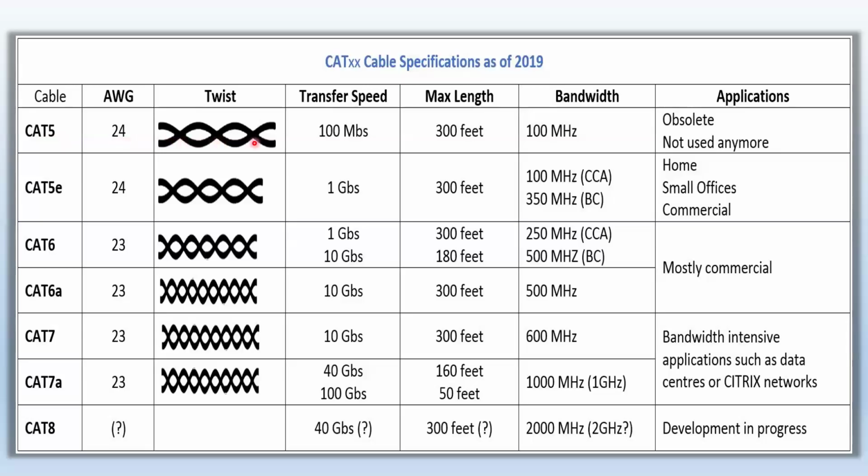Twist, it does have a twist. The transfer speed versus the bandwidth. Transfer speed is 100 megabits per second, and the bandwidth is 100 megahertz. It just so happens though that those two numbers are the same in this case here.